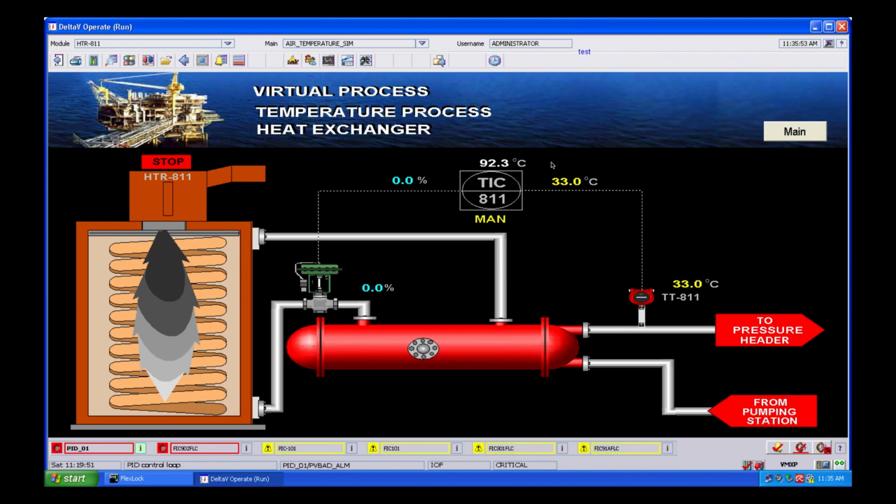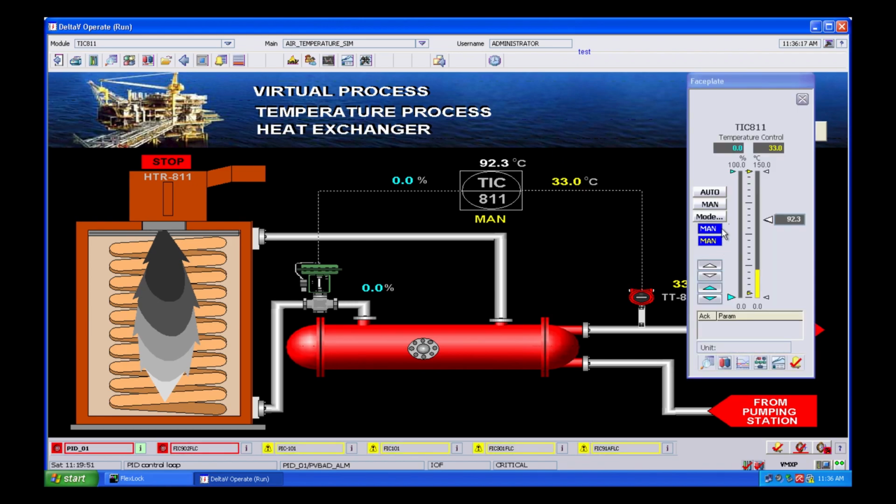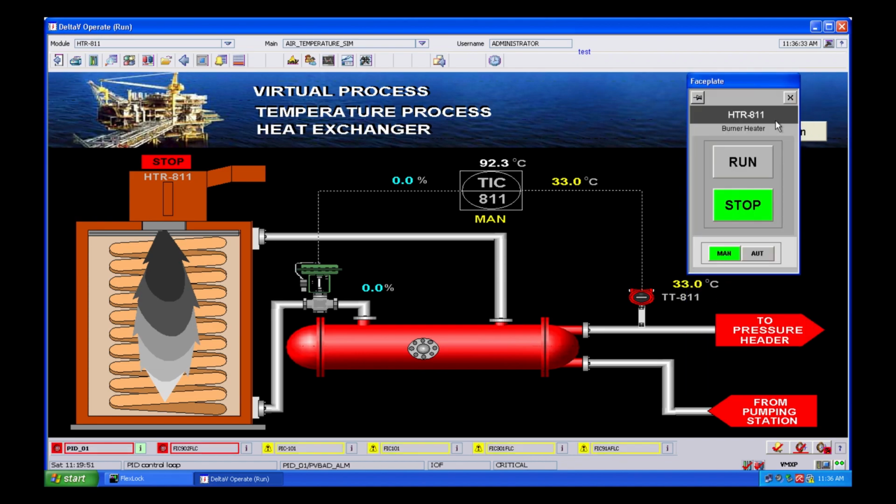In order to excite the system with a step response, we have to set the manual mode for the temperature indicator controller. This is already in manual mode, so in this faceplate we can change to manual or auto mode. So we remain in manual mode. In order to turn on the heater on the boiler, just press this button. On this faceplate, we can select run to turn on the heater, and stop to stop the heater. Now we're going to heat up the boiler, so press run. The boiler is running and trying to supply hot steam to the vessel.